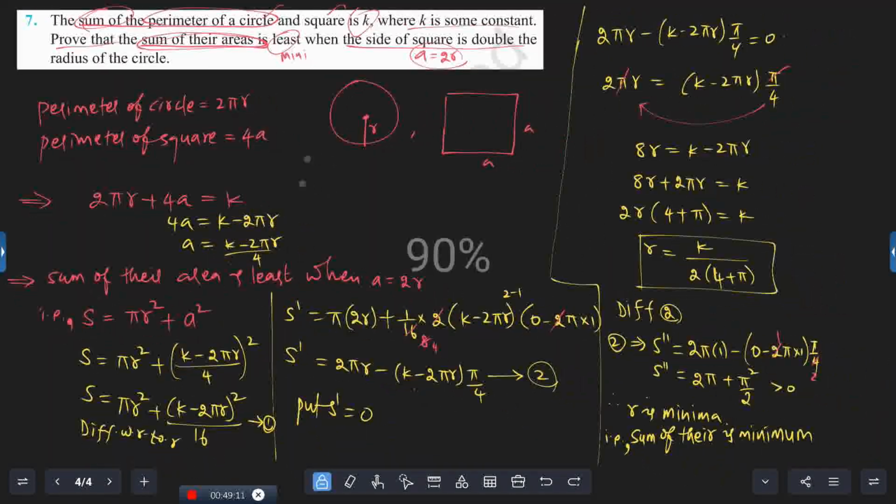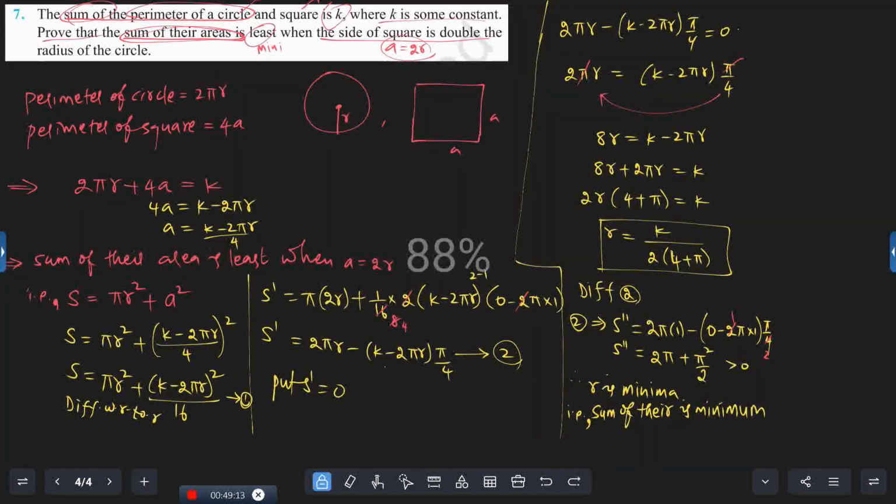Are they asking to find the minimum area? Prove that the sum of the areas is least. Okay. But one more point they are asking: A equal to 2R. That we didn't bring. A equal to 2R we didn't bring. So that you have to substitute here.